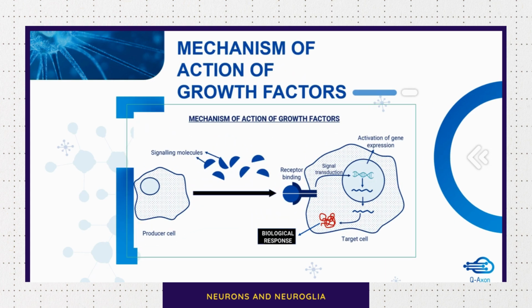Now, this is a diagram to depict the mechanism of action of growth factors. As you can see, the producer cell produces the growth factors, which then bind to specific receptors on the target cell. Now, this binding initiates a cascade of processes within the cell, which are referred to as signal transduction processes, which eventually activate gene transcription. As a result, some kind of protein is synthesized. It could be an enzyme, it could be a structural protein, and that is how the biological response of the growth factor is brought about.